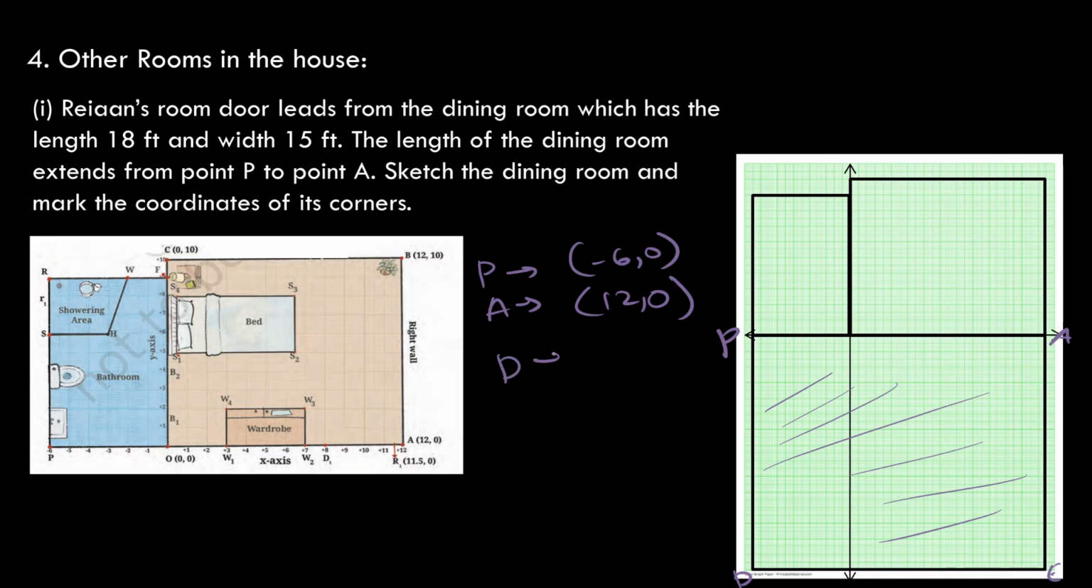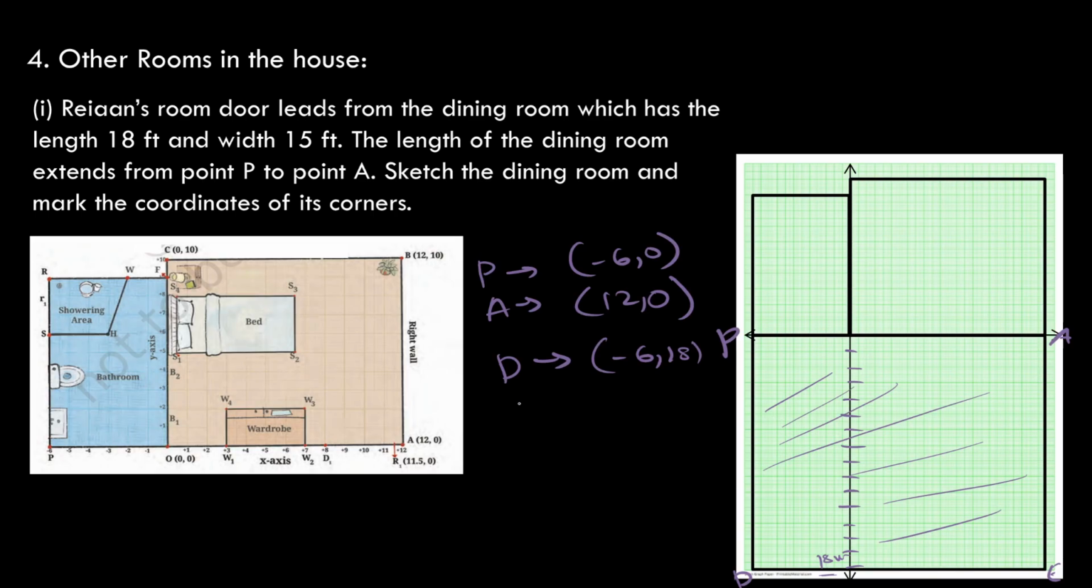Then D is at... we can see that this is minus 6 and minus 6, 18. So minus 6, 18, I guess this is 18. 1, 2, 3, 4, 5, 6, 7, 8, 9, 10, 11, 12, 13, 14, 15. So this is roughly 18. It's not drawn correctly because there is not enough space, but this will be 8 units.